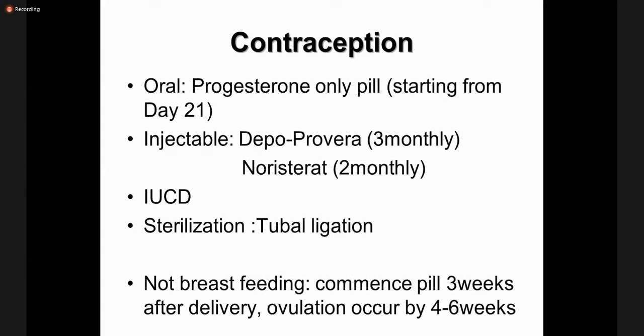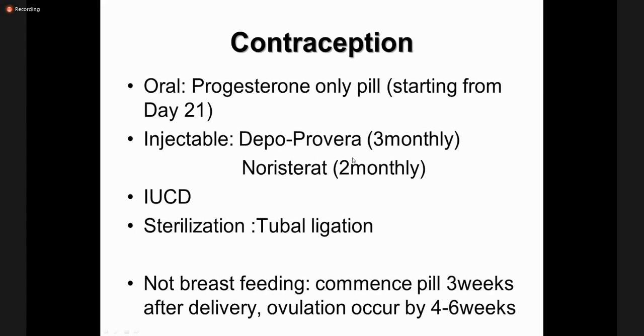Okay, coming on to the next slide. Contraception. During puerperium, you will also counsel the patient regarding contraception. What are the different types? There are oral, injectable, intrauterine contraceptive devices, and permanent contraception like sterilization, including tubal ligation. For oral contraception, we can give a progesterone-only pill starting from day 21. We don't give OCPs because there's a risk of thromboembolism, and during breastfeeding we avoid giving estrogens.